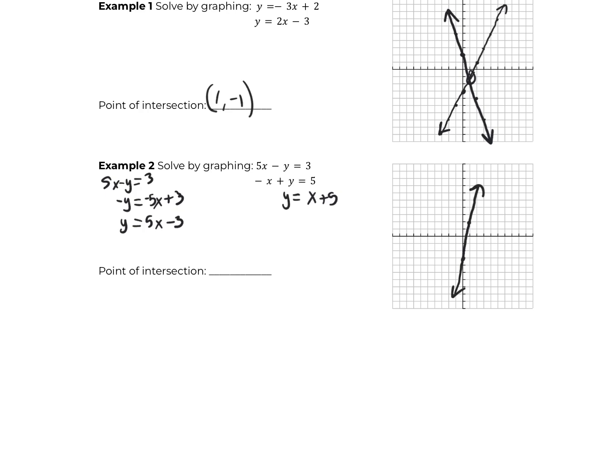And then x plus 5 means I have a y-intercept of 5 and a slope of 1. So the line is going to look like that and just continues on like that. All right, so our intersection point is right there at (2, 7).